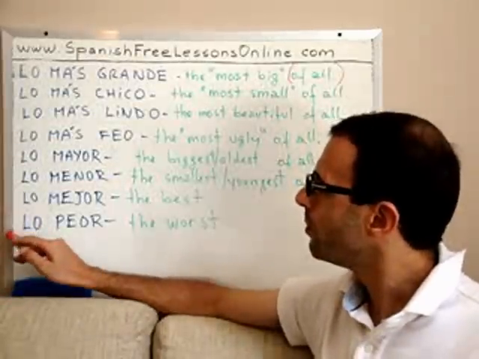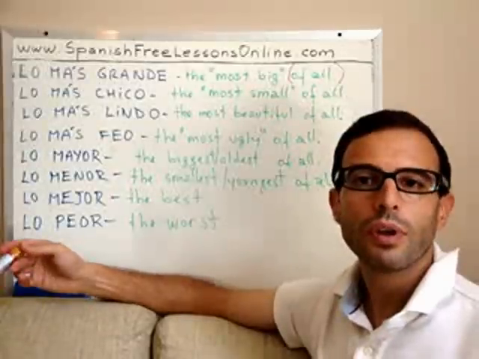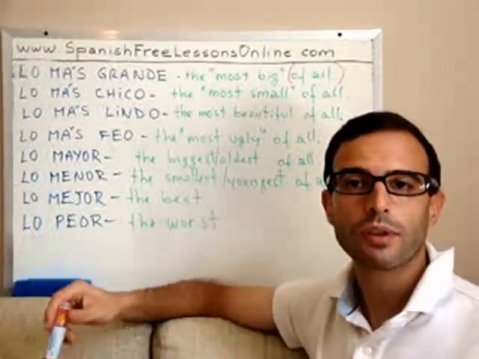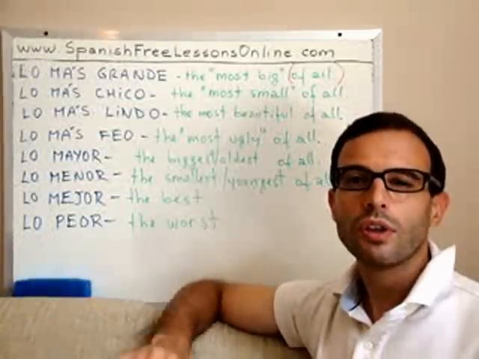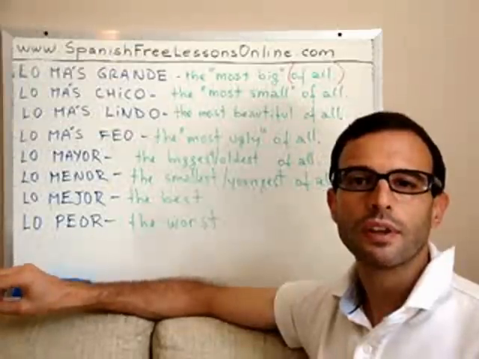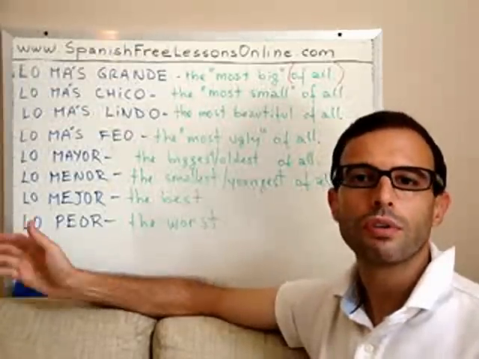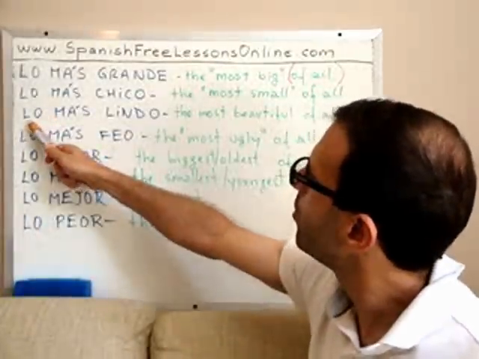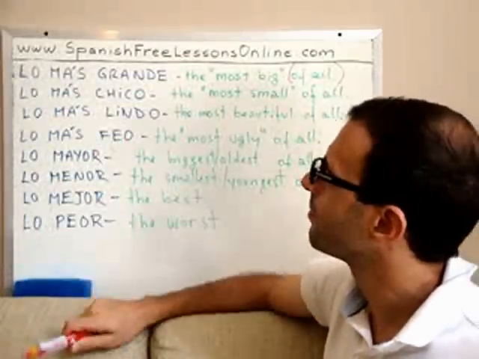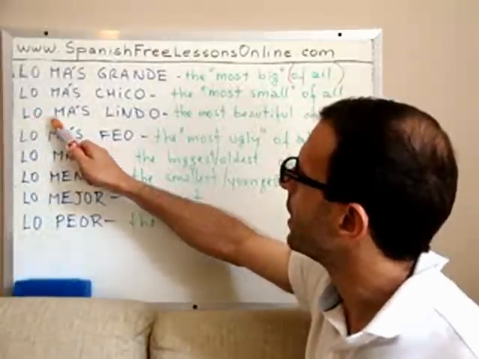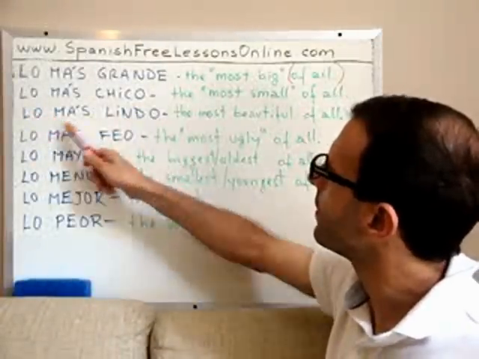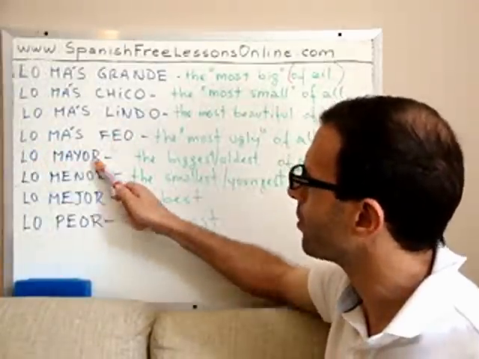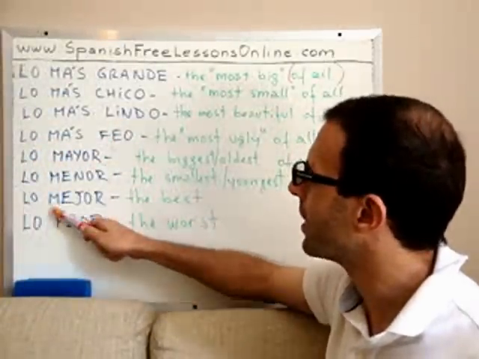When you use lo, you don't know, it's something abstract, so you are not being specific towards anything. Then there is neither plural, nor singular, nor masculine, nor feminine. So this will always be like this, right? It will never be la or linda. It's just lo más lindo, lo más feo, lo mayor, lo menor, lo mejor, right?